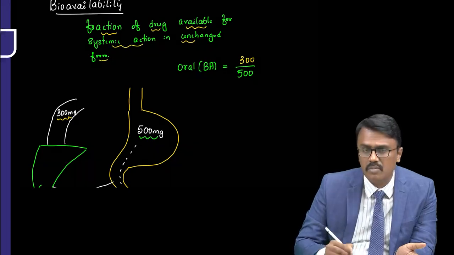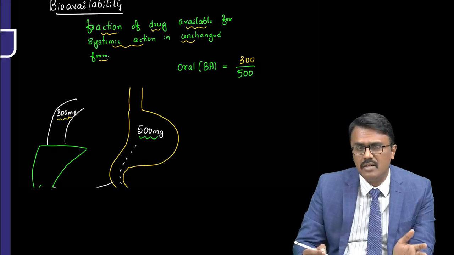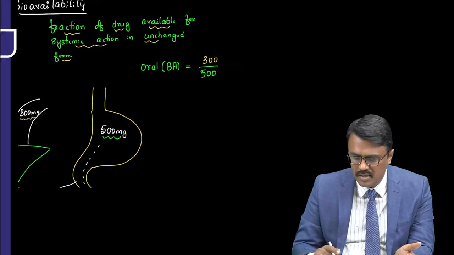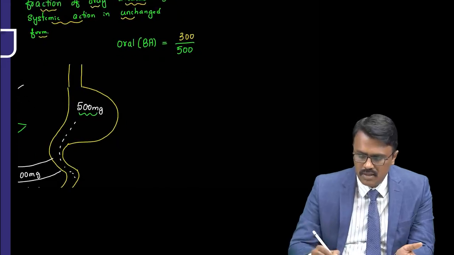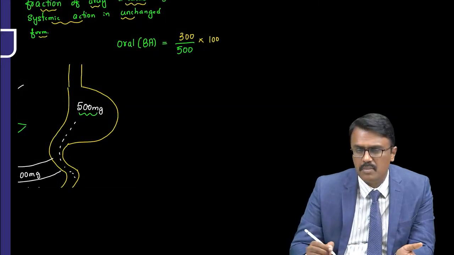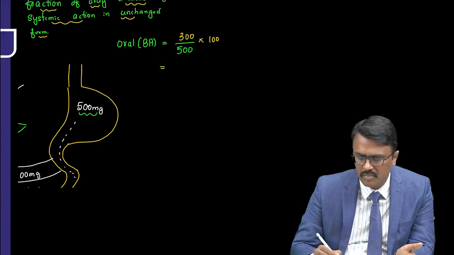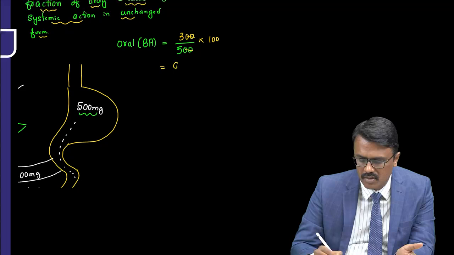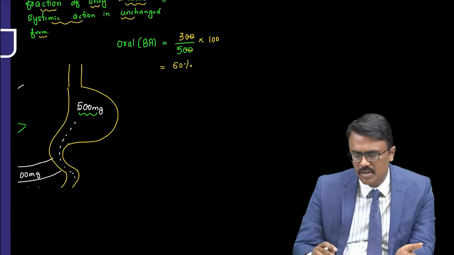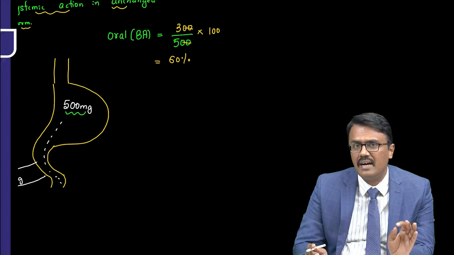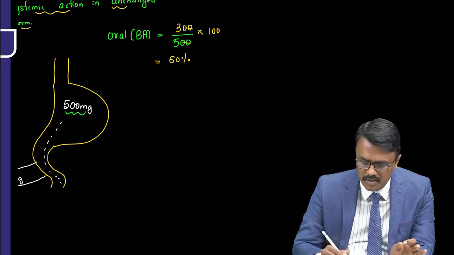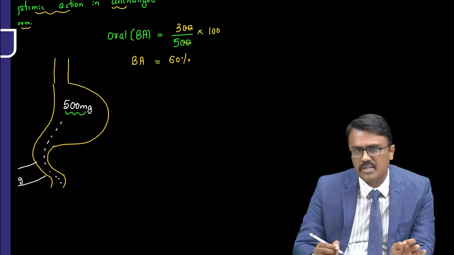So when we give 500, how much is available? 300. So the fraction is 3/5. We don't express it like this. We have to express it in percentage. So we multiply it by 100. So it's 3 by 5 into 100. It comes to around 60%. So we express the bioavailability in percentage. So the bioavailability of this drug is 60%.